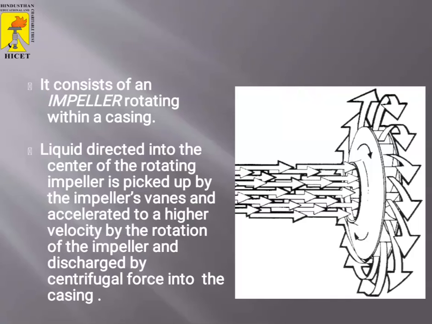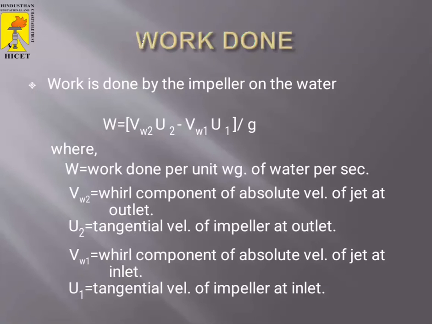This is the working process. It consists of an impeller rotating within a casing, and liquid directed into the center of the rotating impeller is picked up by the impeller vane and accelerated to a higher velocity by rotation of the impeller and discharged by centrifugal force into the casing. The work done by the impeller on water is W = (Vw2 U2 - Vw1 U1)/g, where W is work done per unit weight of water per second, Vw2 is the whirl component of absolute velocity of jet at outlet, U2 is tangential velocity of impeller at outlet, Vw1 is the whirl component of absolute velocity of jet at inlet, and U1 is tangential velocity of impeller at inlet.